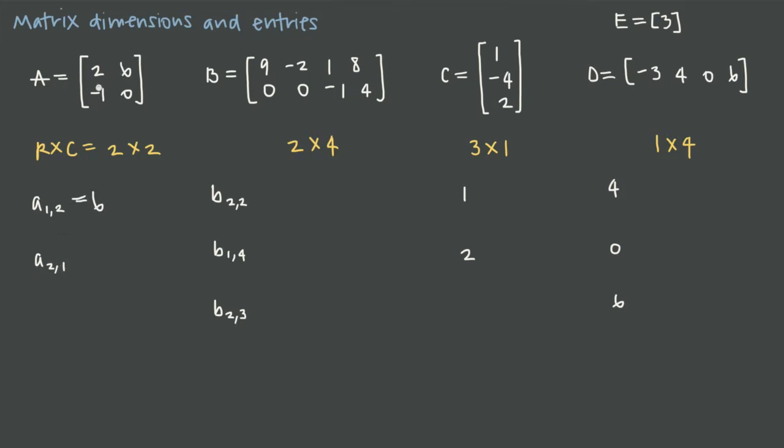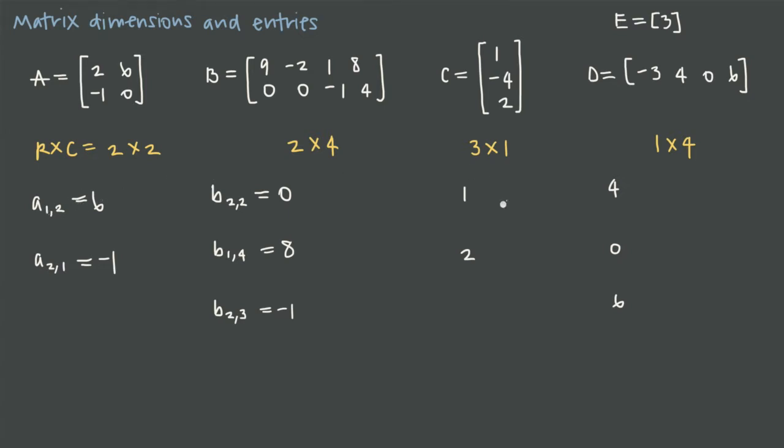A21 is the entry in matrix A in the second row, first column. That's negative 1. And you can see here that this is pretty simple. So B22 is in the second row, second column. That's this 0 right here. B14 is going to be the first row, fourth column, which is 8. And B23 is going to be the second row, third column. That's the negative 1 right here. So you can see that the most important thing really is just remembering that it's always rows times columns so that you get the correct row and column and don't flip those and say columns times rows. So you want to think row and then column always for dimensions and for particular entries.